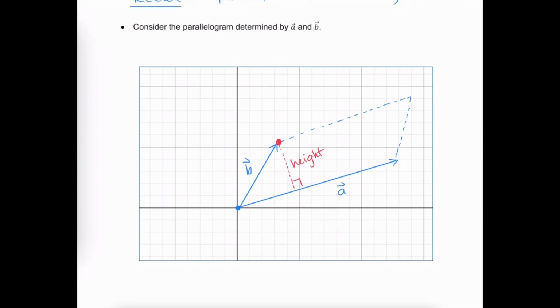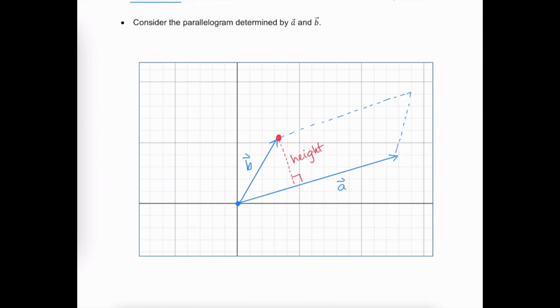Now, from geometry, we remember that the area of a parallelogram is going to be equal to the length of our base side times the length of our height here. So our base side is going to be the magnitude of A, and our height of our parallelogram is going to be H. Essentially, we can think about taking this triangle and pasting it over here so that we actually end up with a rectangle, and we can see a little bit more clearly now that it would be the length times the width, basically the same as the area of a rectangle.